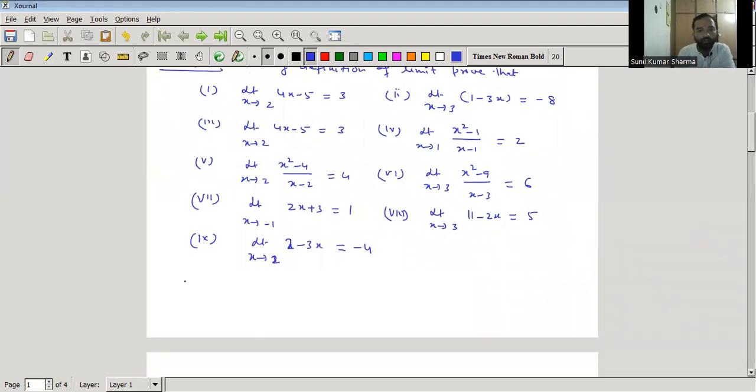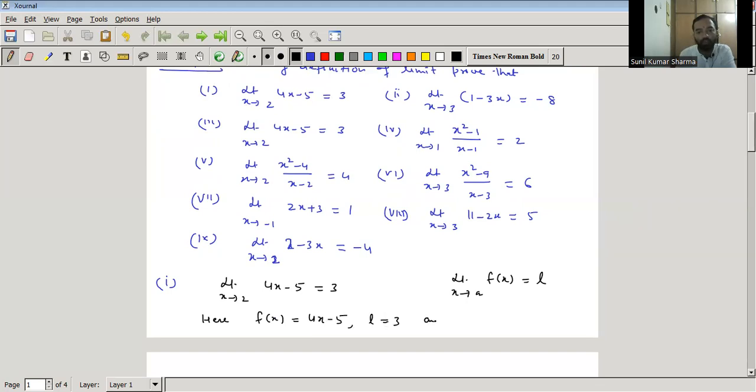First part: limit x goes to 2, 4x minus 5 equal to 3. If we compare this with limit x goes to a, f(x) is equal to L, here what we get? Here f(x) is equal to 4x minus 5, L is equal to 3, and point a is 2.